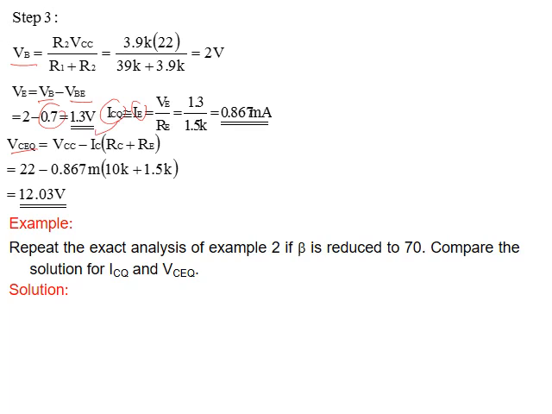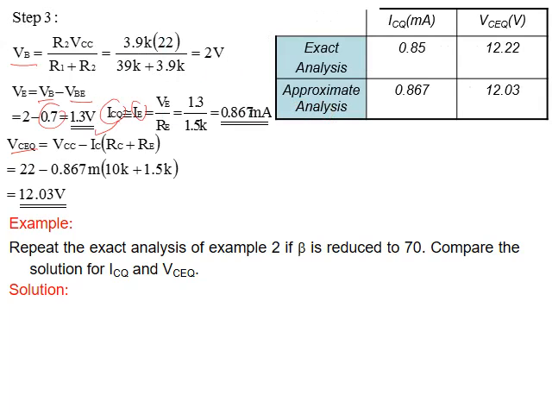Now another example, repeating the previous example discussed in exact analysis, but repeating it here. Let me check the output for the two examples when I apply the same example with exact analysis or approximate analysis. See IC and ICE. Have a look. In exact 0.85, 0.86, almost the same. The approximation is acceptable here. And for VCE 12.2, 12.0, so it's also acceptable.